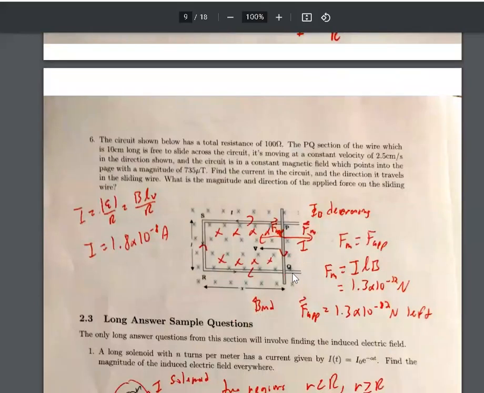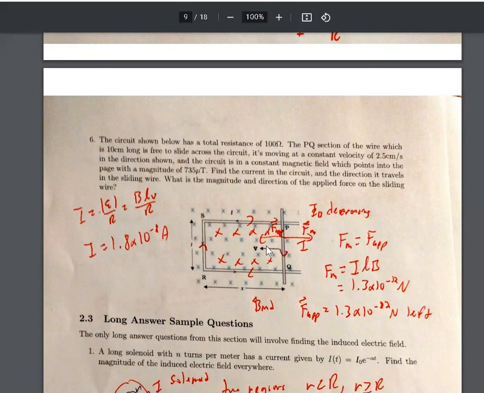All right, so we have one more. This is a motional EMF problem. So the circuit here is stuck in place, but this PQ portion of the wire is free to slide. So it can slide wherever it wants to, but we were told it's sliding this way at a constant velocity of 2.5 centimeters per second. And our whole circuit has a resistance of 100 ohms.